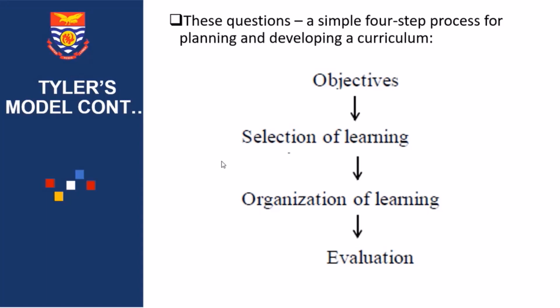We can take the selection of learning and organization of learning to mean the subject matter or the content of the curriculum. And then, how do you evaluate? How do you assess that the objectives have been achieved? That talks about evaluation. So for him, it's a simple 4-step model, starting from objectives, then you go to the selection of the content, organization of the content, and finally you evaluate. So this is basically Tyler's model, which was developed by Ralph Tyler in 1949.